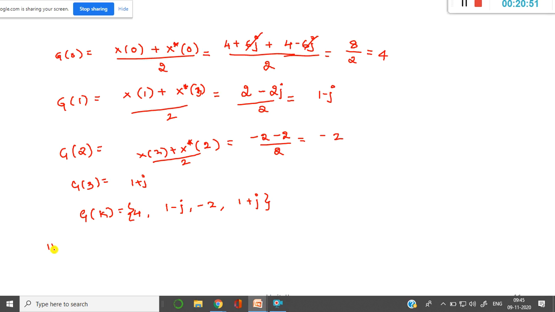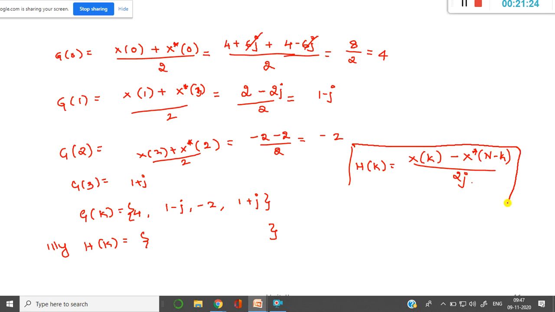Now give me the values for h of k. Similarly, h of k is equal to what? Solve for h of k and give the answer. To calculate h of k, you need to perform x of k minus x conjugate of N minus k, whole divided by 2j, right? So you need to use this particular formula to obtain the h of k values.